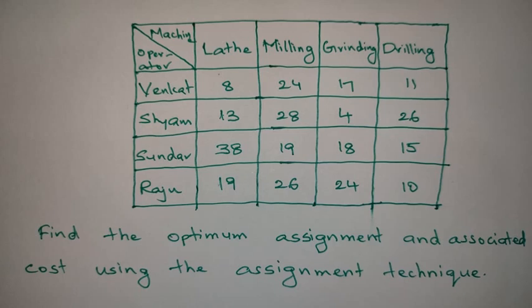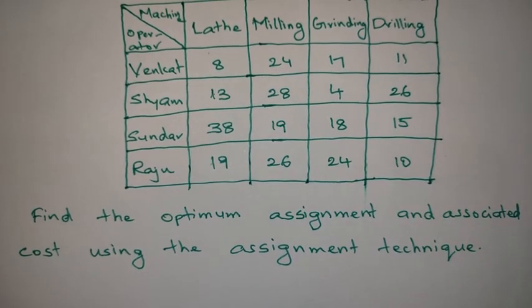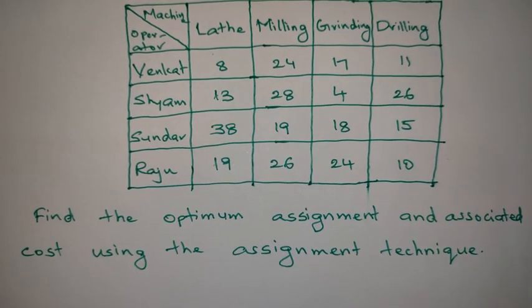Now let us see how to solve it. There are basically 4 steps we are going to follow. In the first step we have to do the row reduction, and in the second step we need to do the column reduction. So let us see the steps one by one.